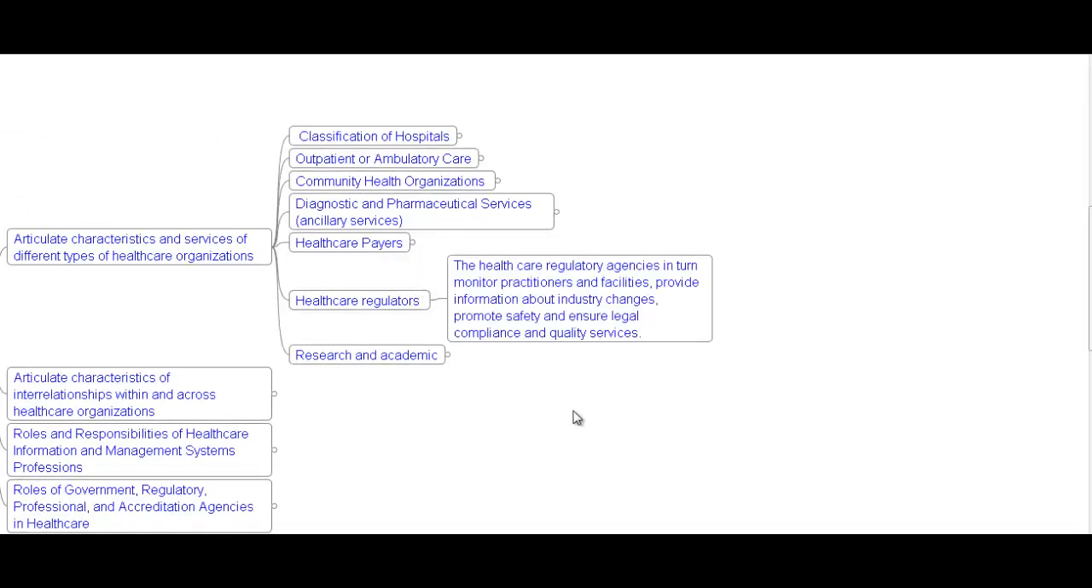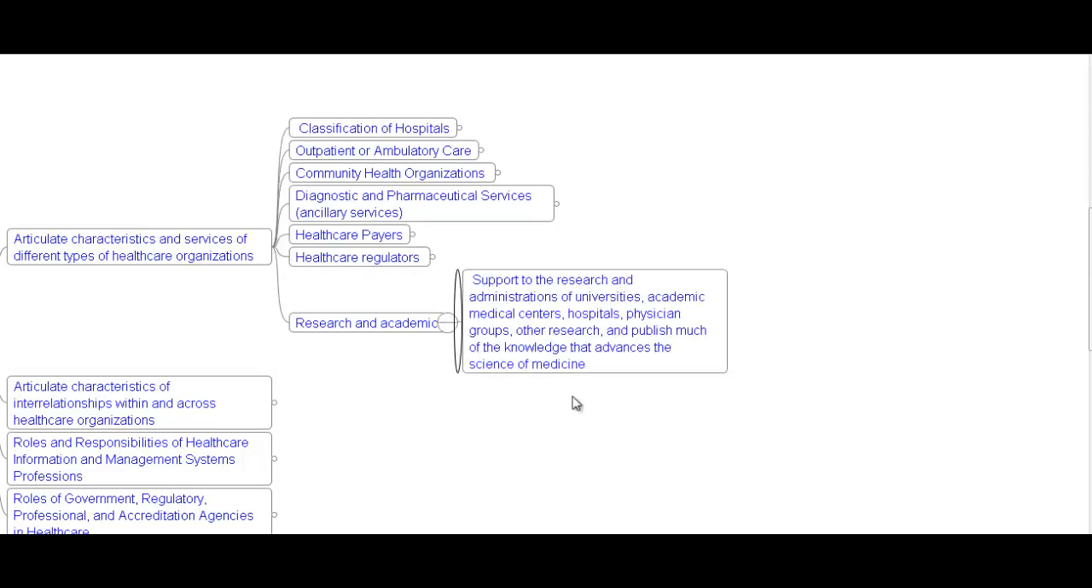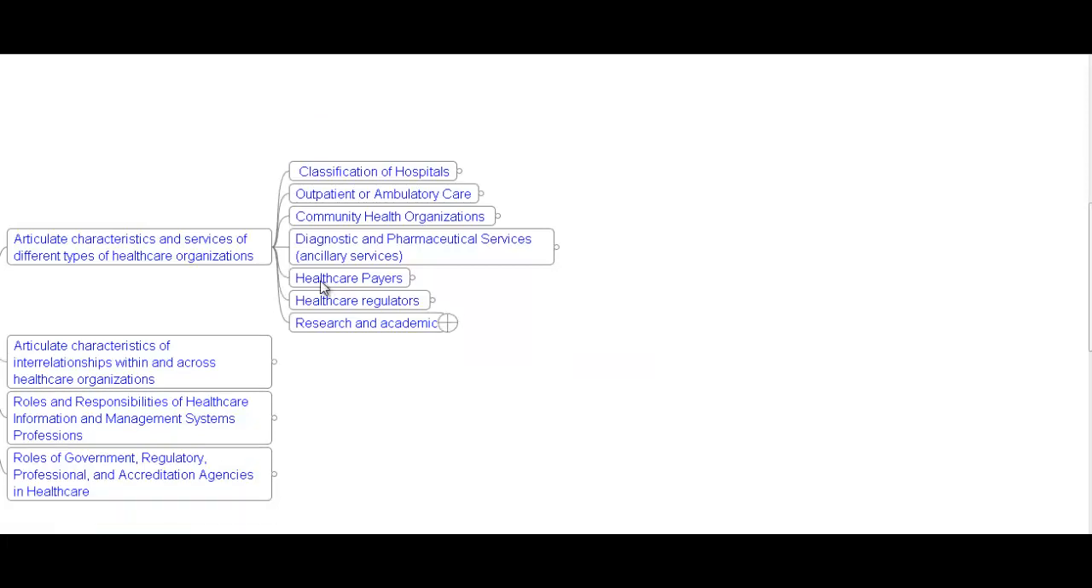Healthcare regulator. The healthcare regulator agencies monitor practitioners and facilities, provide information about industry changes, promote safety, and ensure legal compliance and quality services. Now let's go to the next. Research and academic. The role of research and academic is to support research and administration of universities, academic medical centers, hospitals, physician groups, and other research, and to publish much of the knowledge that advances the science of medicine. Now I'll go to the next topic.